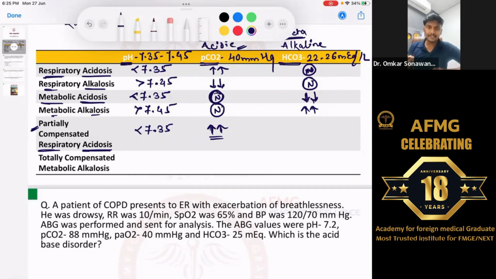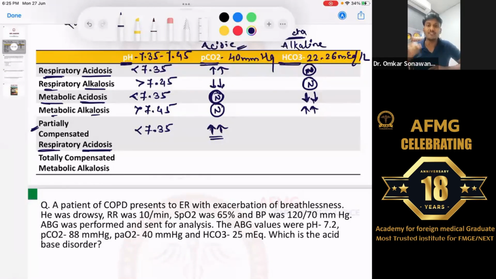So if the body has started compensation, what will it do? If the body is suffering from respiratory acidosis due to increase in the PCO2 values, the body will try to retain or reabsorb more and more bicarbonates from the proximal convoluted tubules of the kidney. If it tries to increase the bicarbonate value, definitely the body will develop metabolic alkalosis, and therefore the body will somewhere maintain a normal pH, right? So this is how compensation usually occurs.